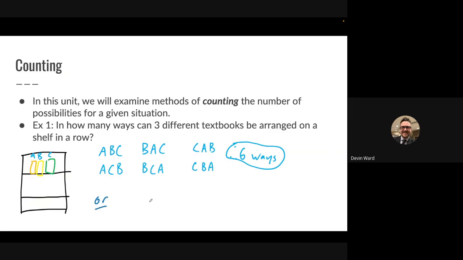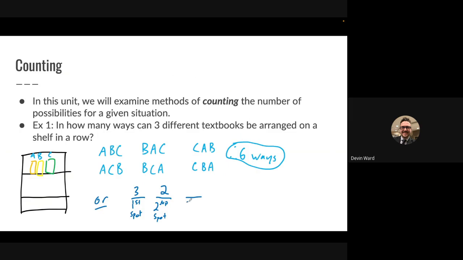The other thing that we could do, and we do this a lot, is in the first spot, we could have one, two, three different options. So for our first spot, there are three options that we can use. In our second spot, say I fill the first spot with B, then I either have A or C left. If I fill the first one with A, then I have B or C left. Same thing for C. So I have two books that can go into the second spot.